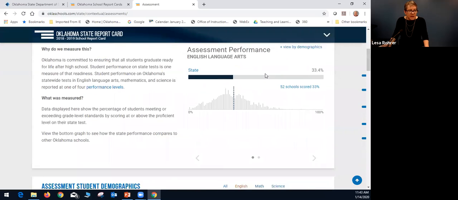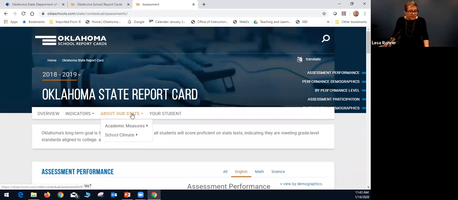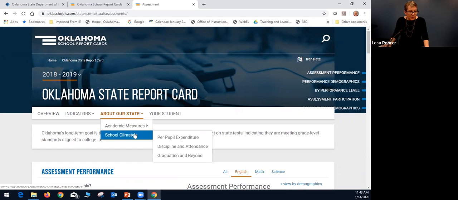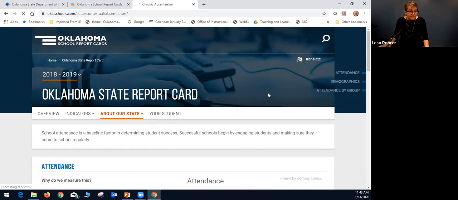So this is new data that's been added for the 2019 release. In school climate, I have per pupil expenditure that will be coming. We're working on that data currently. So let's look at discipline and attendance.